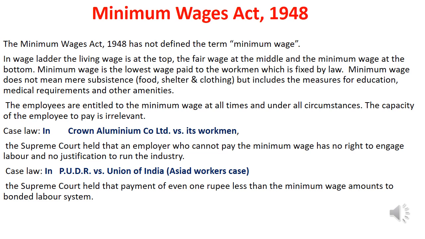In another case law, PUDR versus Union of India, famously known as the Asiad case, the workers were engaged in the construction of the stadiums and other amenities required for the spectators. In this case, the Supreme Court held that the payment of even 1 rupee less than the minimum wage amounts to the bonded labor system. So, not even 1 rupee less than the minimum wage should be paid to the workers. Otherwise, it is considered as a bonded labor system.